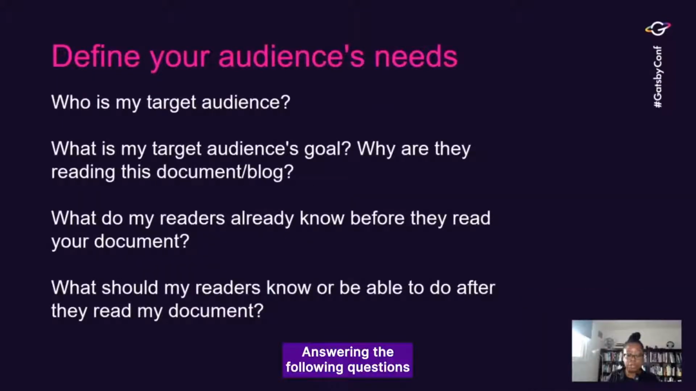Answering the following questions will help you determine what your document should contain. Ask yourself, who is my target audience? What is my target audience goal? Why are they reading this document or blog? What do my readers already know before they read my document? And what should my readers know or be able to do after they read my document?